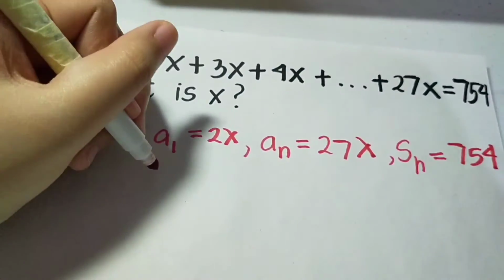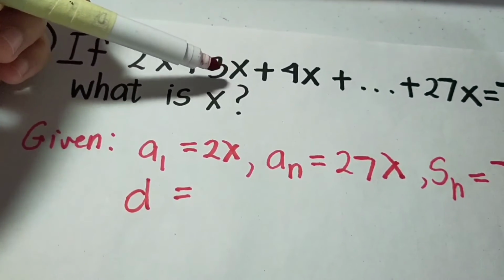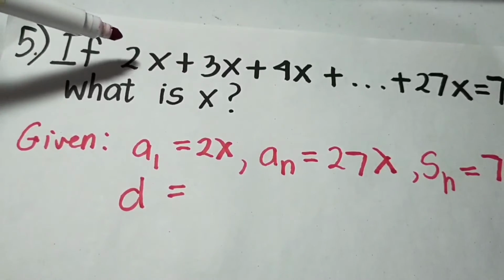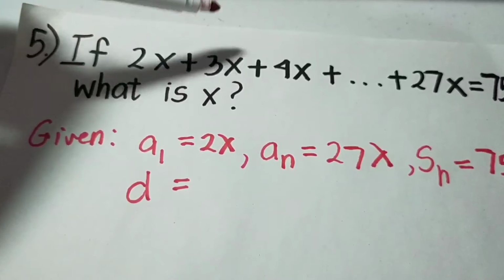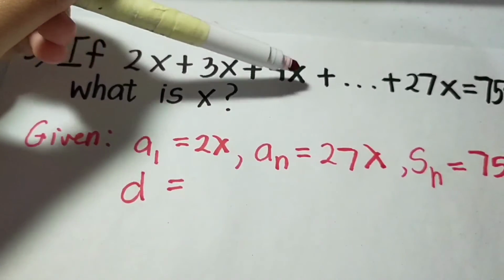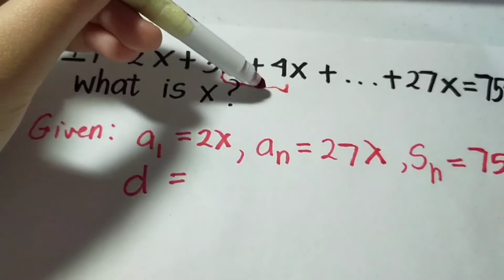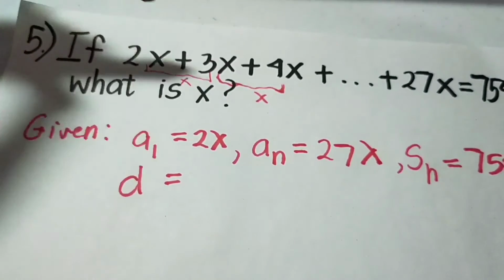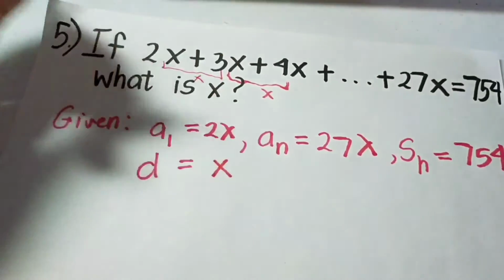And ano nga ba yung common difference niya? In order to find the common difference, i-minus lang natin yung second term minus the first term and the third term minus the second term. 3x minus 2x is equals to x. And 4x minus 3x, mapapansin natin na yung 4x minus 3x is equals to x and 3x minus 2x is equals to x. So, meron tayong common difference na x.